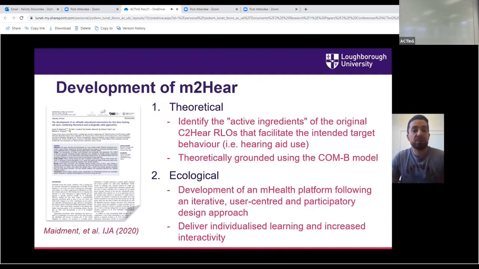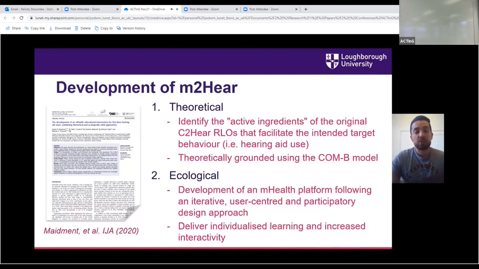So to this end, we developed a further resource which we termed M to Hear. And if you're interested in looking at the development process, it's recently been published in the International Journal of Audiology. Now, we took two steps to developing M to Hear. Based on the original See to Hear intervention, we identified active ingredients that facilitated the intended target behavior, which was hearing aid use. And this was theoretically grounded using a contemporary model from health behavior change, the COM-B model, and accompanying Theoretical Domains Framework.